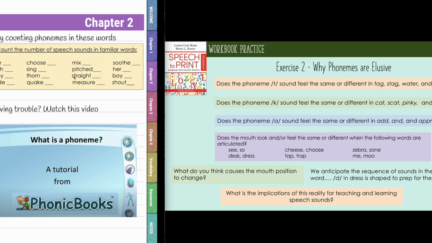Okay, so you had some practice to do this counting in your study guide as well. Hopefully you did a nice job. We can check that really quick if you'd like to. We have ice, which should be 2. Sigh, s, i, should have 2. Day, d, a, should have 2. Aid, a, d, should have 2. Choose, ch, u, s, has 3. Sing, s, i, ng, has 3.